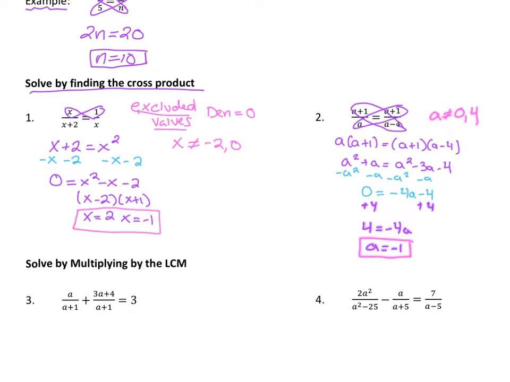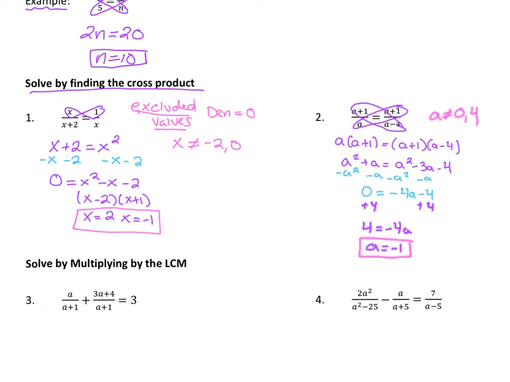All right, let's look at number 2. So first I cross multiplied, so I got a times a plus 1 equals a plus 1 times a minus 4. When I multiplied that out, I got a squared plus a equals a squared minus 3a minus 4. I moved everything to one side, and I got 0 equals -4a minus 4. So actually my a squared terms subtracted out, so I'm left with a linear equation. And when I solve that linear equation, I get a equals -1.